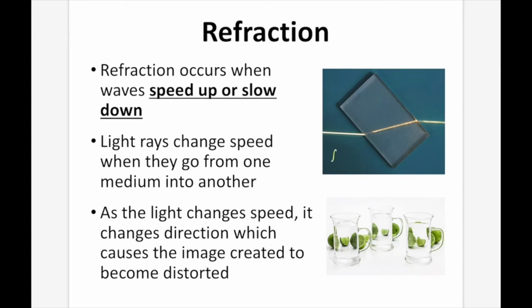So for instance, as we go from air to plastic, and then from plastic back to air, you can see our light changes direction. As the light changes speed, it changes direction, which causes the image to become distorted, as we can see in these pictures here. You can see the lines on the outside, right there and there, and then you can see the image created through refraction of the glass.